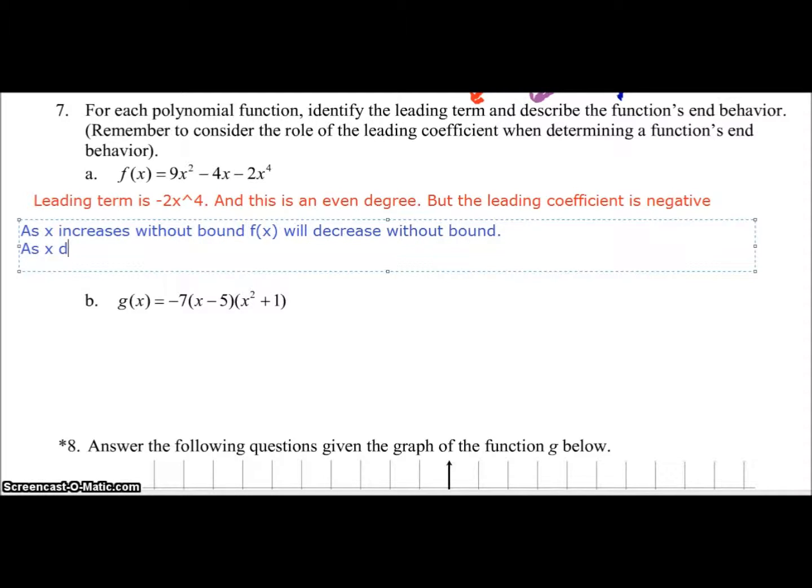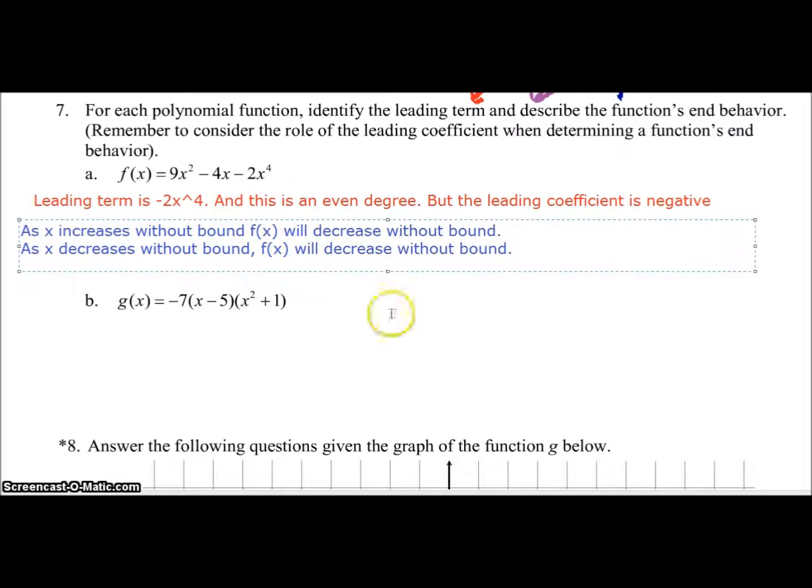And as x decreases without bound, what will happen to f of x? As x goes to negative infinity, this term will go to positive infinity, but then it's negative, so f of x will decrease without bound.